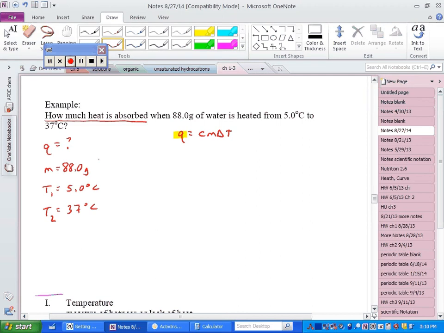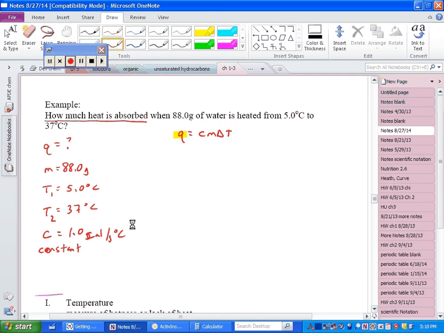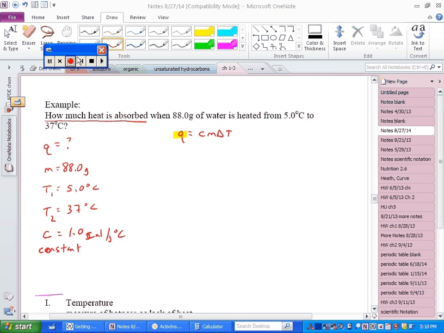So what we're missing is C, but remember, C is a constant, so we can look it up in a chart. We know this is water, so it's in our notes. 1 calorie per gram degree Celsius. So now we have everything we need, so we just plug in.